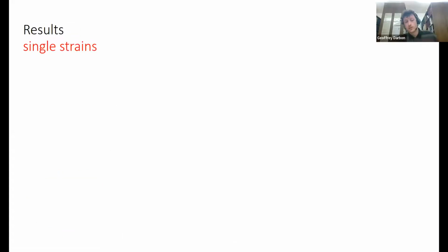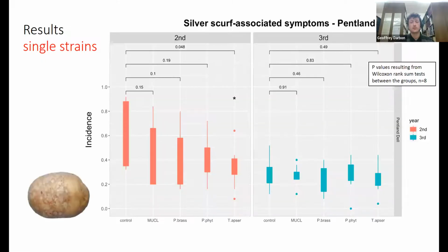Then, of course, we wanted to take a look at the single strains, and there we were kind of disappointed, because in Desiree, the single strain inoculation could not lower the symptoms of either silver scurf or common scab. The only thing we saw is that during the second year, the Trichoderma aspergilloides was able to lower the symptoms of silver scurf, but it was not the case, as you can see, during the third year on the right.